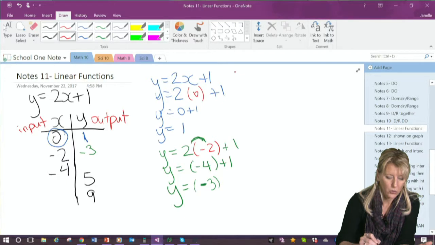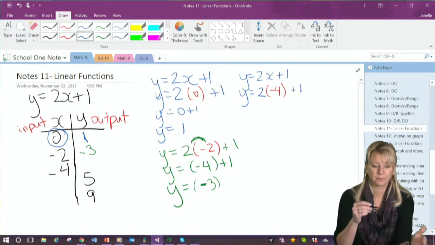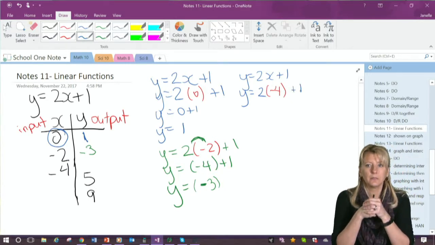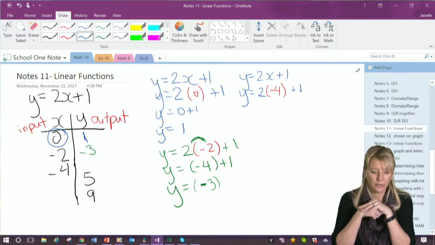So then I go, let's do another one, y equals 2x plus 1. I'm going to substitute in the -4 plus 1. Okay, and if you're caught up with me and you want to finish it, you can finish it.